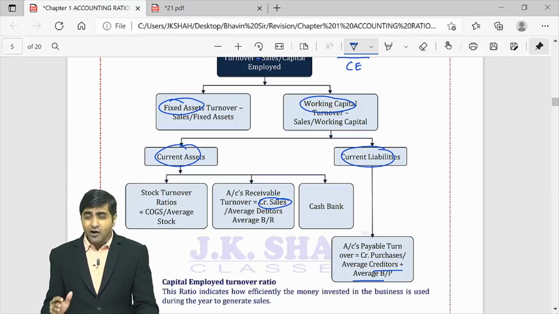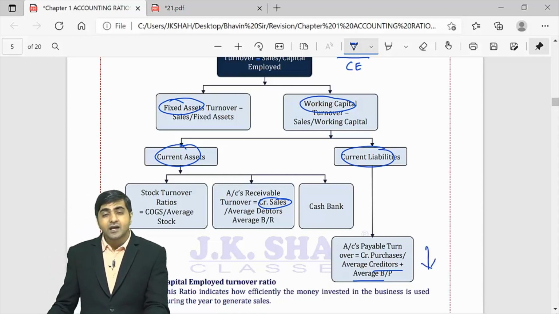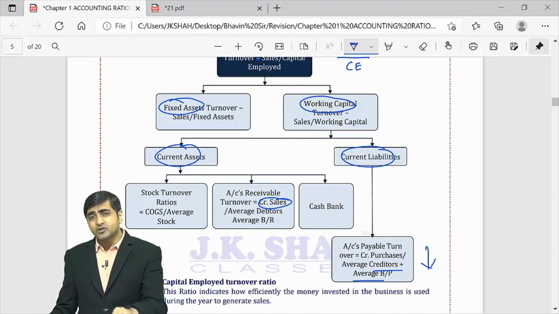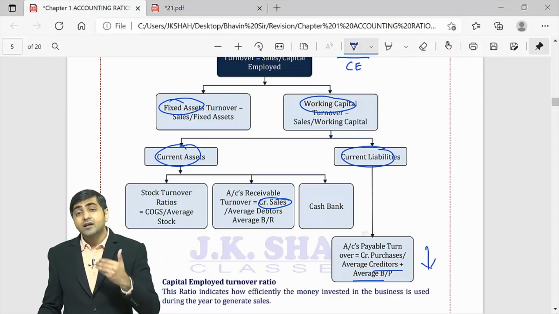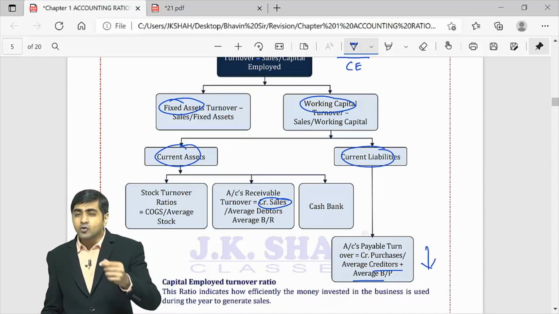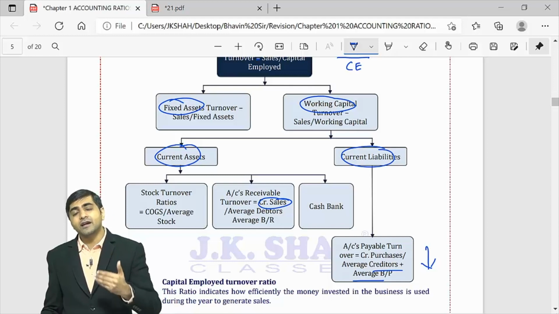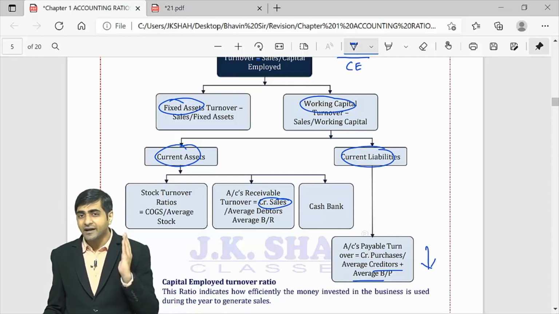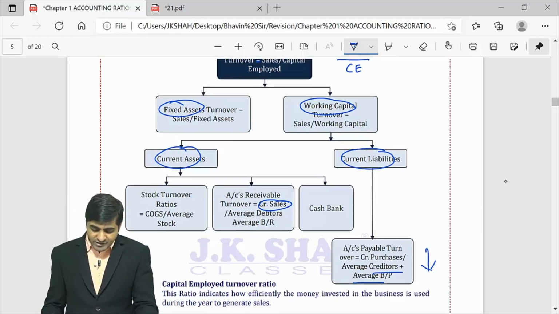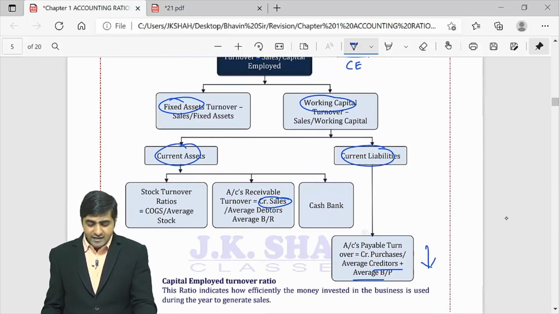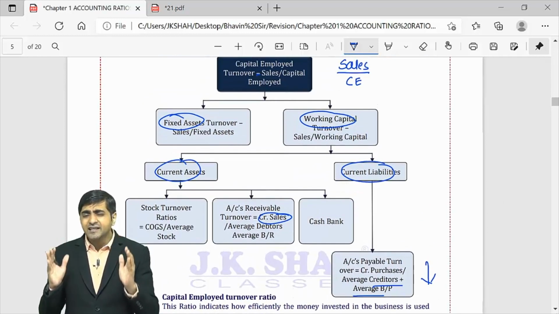Now my dear students, out of these turnover ratios, there is only creditors turnover ratio which should be lower, the better. Because if your creditors turnover ratio is lower, it means that you are making the payment a lower number of times in a year, which means that more credit is being offered to you, so your creditors payment period is relatively higher.